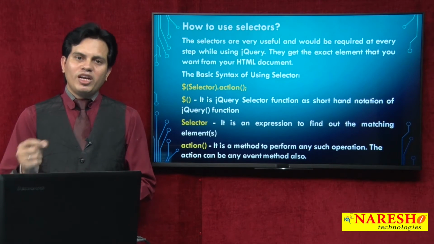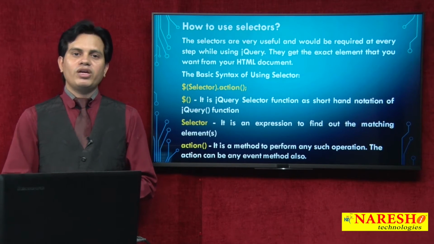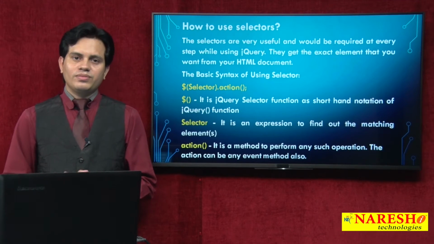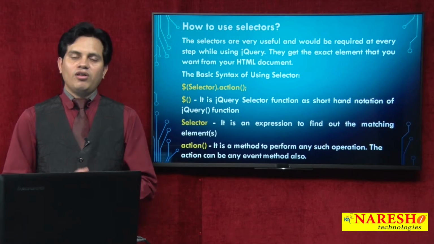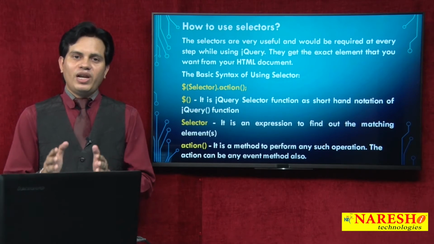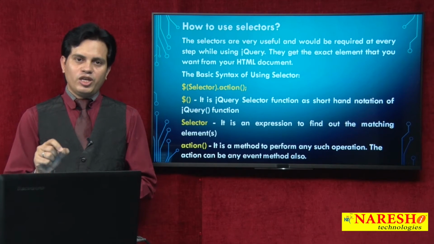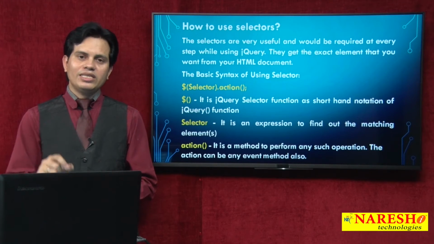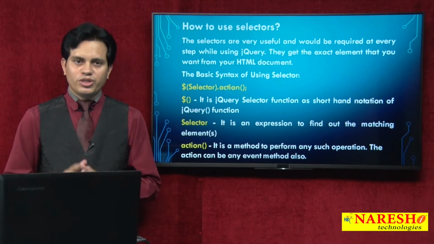So in order to manipulate some element, first of all that element has to be selected, then only you can manipulate the element. You want to apply some effects, animations on the set of elements or one element. So it means first of all the element has to be selected. At every step while writing the jQuery code, you are required to work on the selector, because unless the element or elements are selected, you cannot perform any operations.